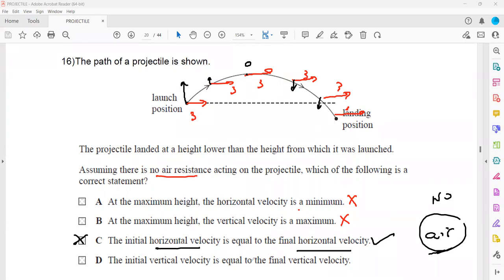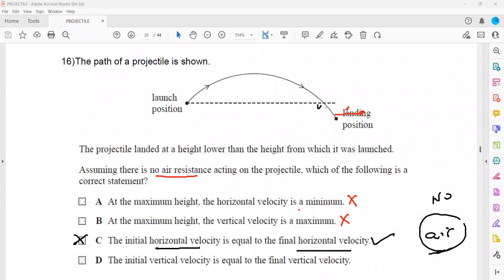Initial vertical velocity is equal to final. This statement can be true if the projectile reached the same starting position, same height, same level. So the last statement can be true. If this was a question, then the last statement can be true.